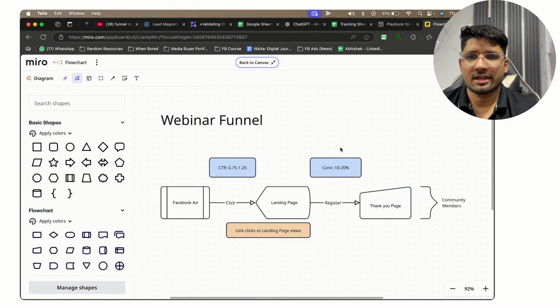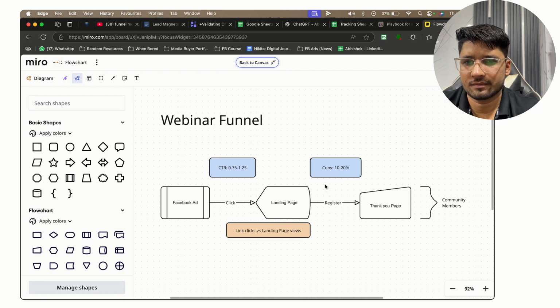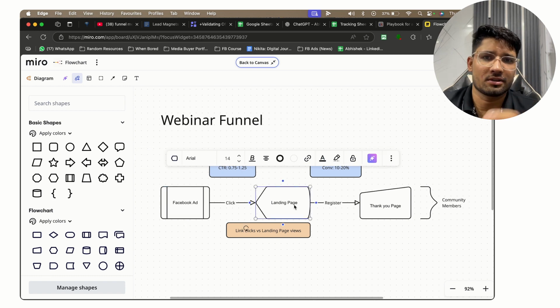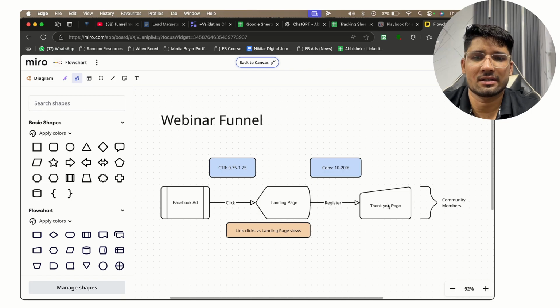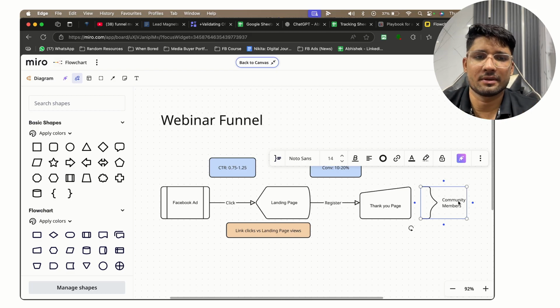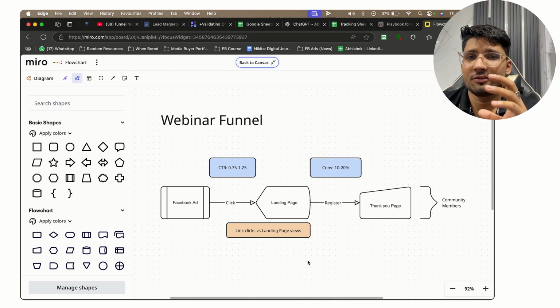So this is what I have created, and this is kind of a webinar funnel. It goes like this: you run Facebook ads, then people click on the ad, they go to a landing page or registration page, they register for the webinar, then they directly reach the thank you page, and then you have a community where you nurture all these people. Either it's going to be a Facebook group or your WhatsApp groups. Okay, and what exactly do we need to track here?